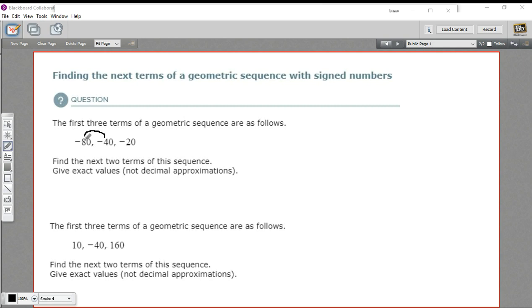In this case, from negative 80 to negative 40, that would be an adding of 40. And then from negative 40 to negative 20 would be adding 20. So those are not the same. So this is not an arithmetic sequence.